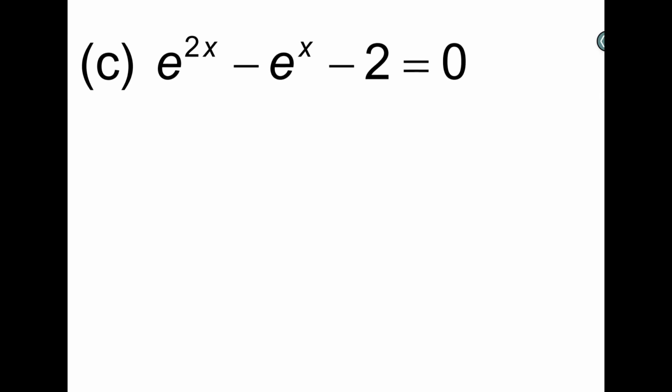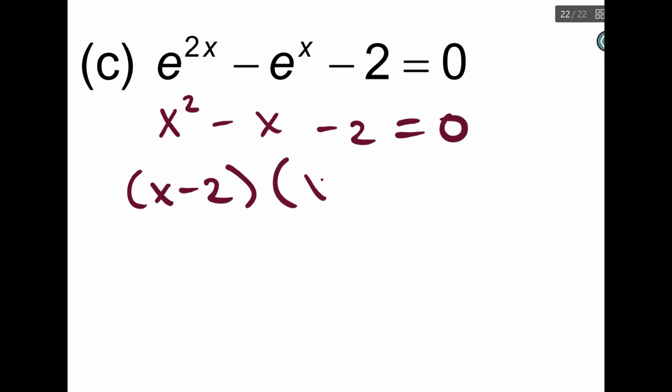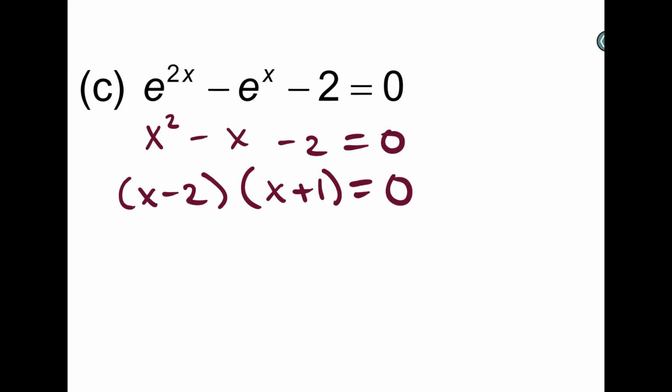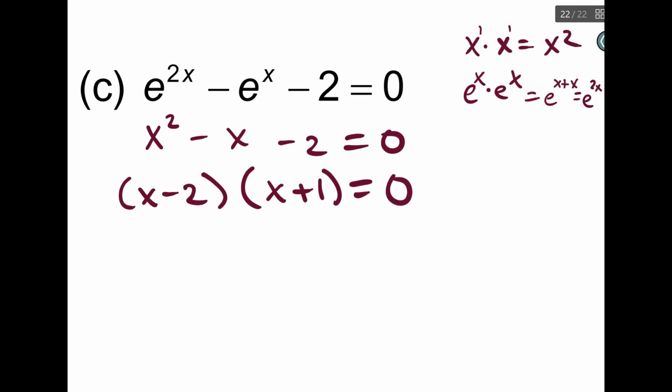C is e to the 2x minus e to the x minus 2 equals 0. If I wrote this as x squared minus x minus 2, you could totally factor it into x minus 2 and x plus 1. Well, guess what? Think about it. What is e to the x times e to the x? Normally x times x is x squared, so I just add the exponents together. 1 plus 1 is 2. e to the x times e to the x is e to the x plus x, which is e to the 2x. So secretly this is like x squared.